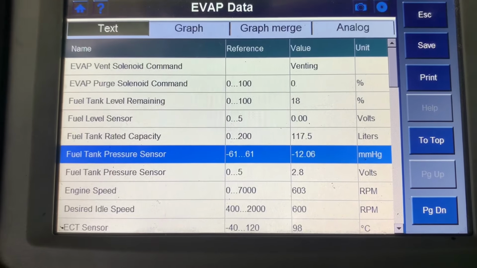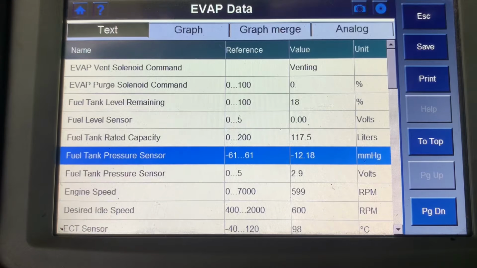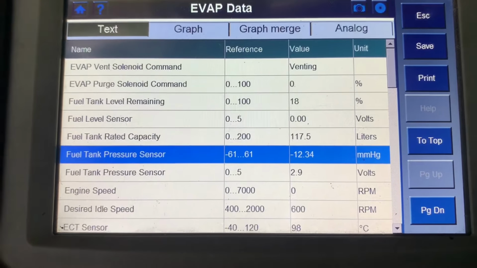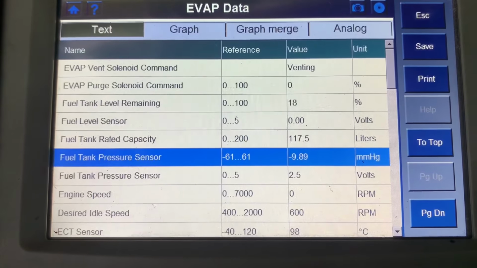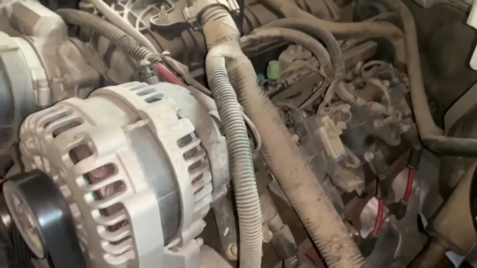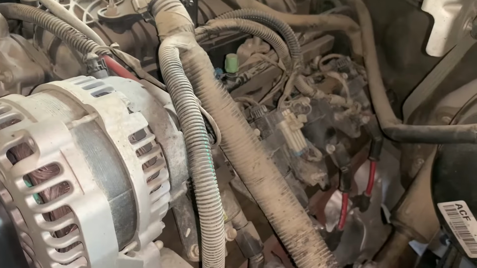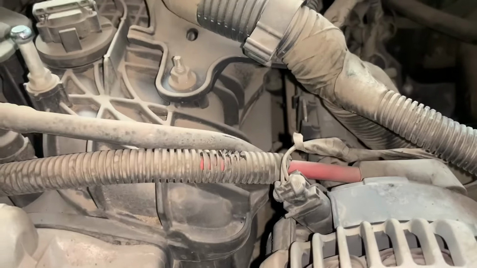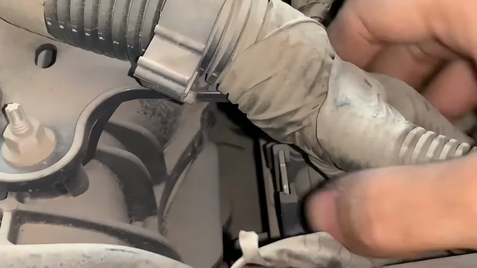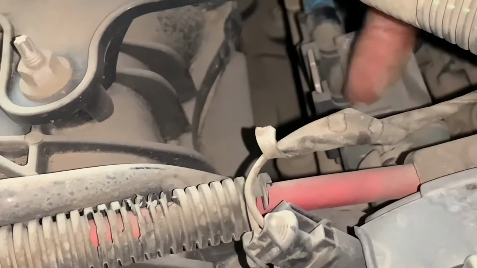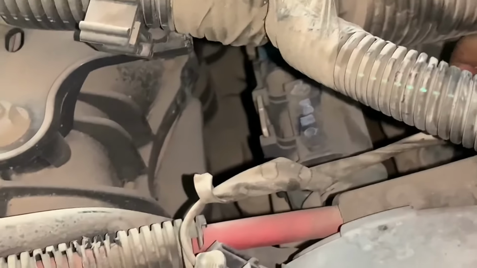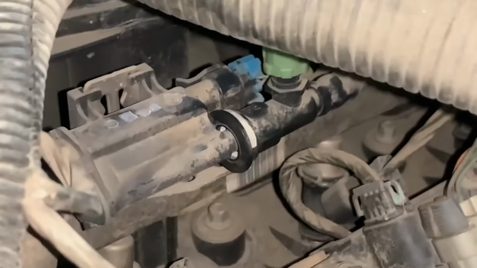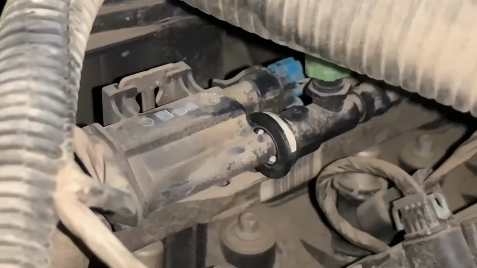So guys, let me show you how to troubleshoot this. Don't worry if you don't have a scan tool. I'll be showing you another way to troubleshoot this code. This right here is the evap purge solenoid. We will remove this and see if it's working properly or not. It's located next to the intake manifold.